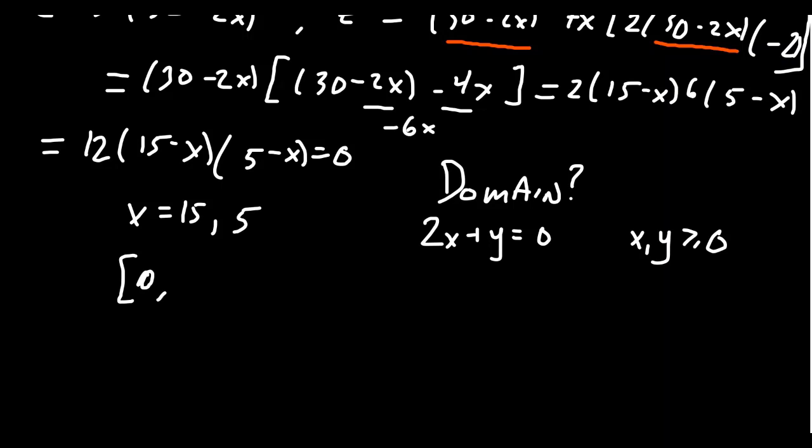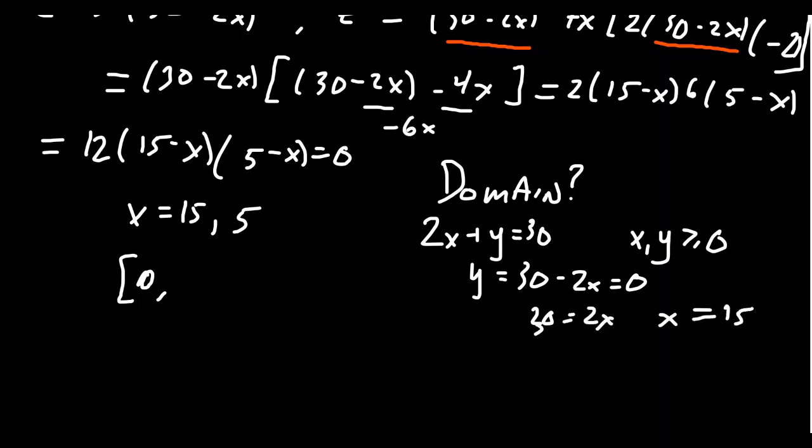But in order for y to be greater than 0, well, like we saw before, y equals 30 minus 2x. Clearly, as x gets bigger and bigger, y will eventually get negative. In particular, when does this thing equal 0? That happens when x equals 15. So the domain of this thing will be from 0 to 15. And you'll notice that 15 was one of our critical numbers.